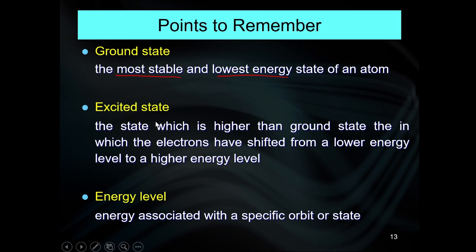Excited state means a state which is higher than the ground state. So let's say the ground state is n equal to 1, so the excited state must be 2, 3, 4, 5 up till infinity. Any energy level as long as it is higher than the ground state. Let's say the ground state is equal to 2, so the excited state must be 3, 4, 5 and so on, in which the electron has shifted from a lower energy level to a higher energy level. Meanwhile, energy level means the energy associated with a specific orbit or state.